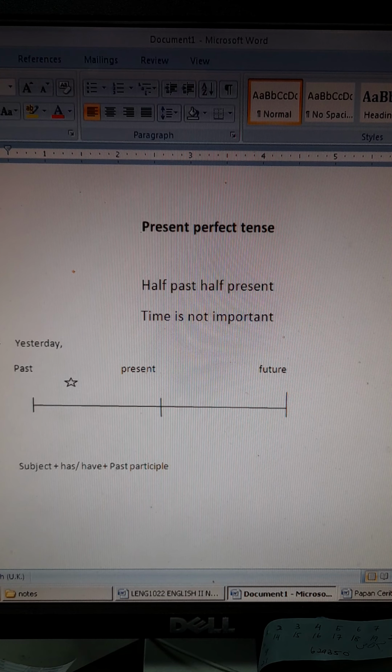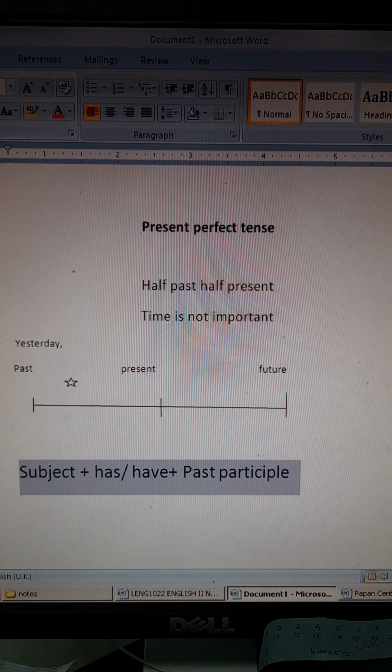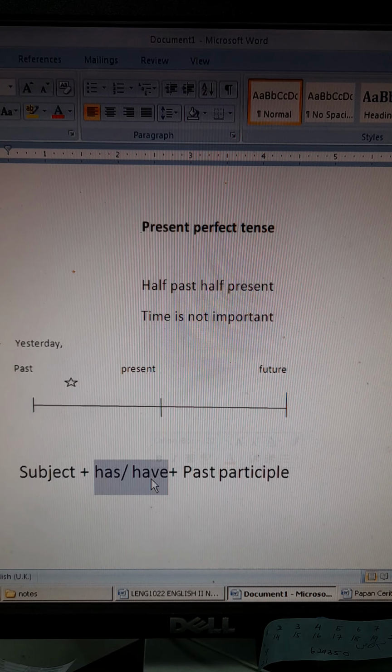Alright, the meaning of half past, half present is in which we use has or have. As we know, has or have belongs to the family of the verb have. So this phrase is referring to half present. This is what they mean by half present, in which they are using the helping verbs that belong to the present. Alright, so the next one is half past.